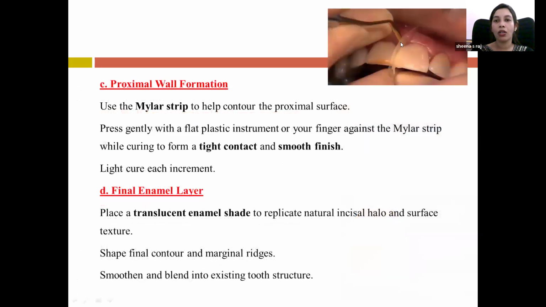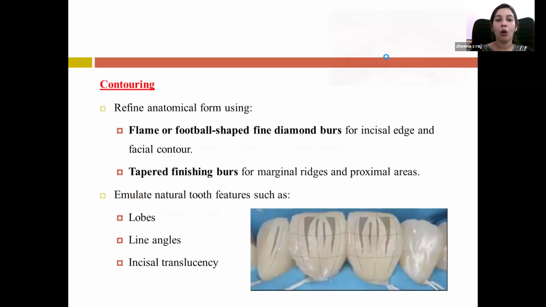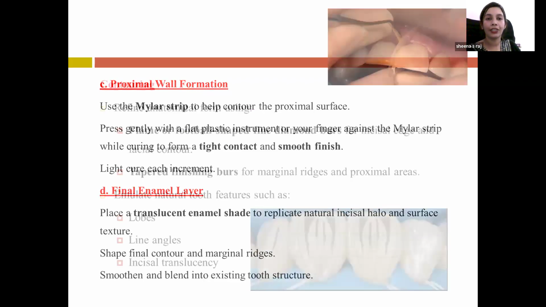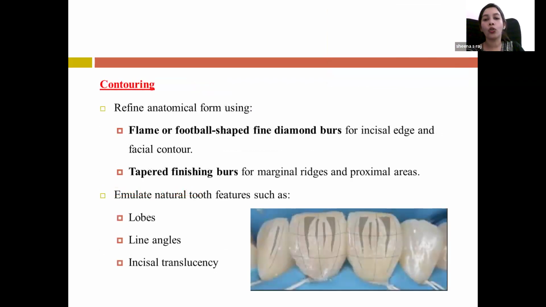And next, the proximal wall is done with the help of a mylar strip, and it is done with the plastic filling instrument, even with the help of finger pressure through the mylar strip, which provides a tight contact on the smooth surface. After that, on top of this surface, we will provide the enamel shade. So enamel shade was on the base, on top of that we gave dentine, and the proximal sides were prepared, and finally we'll give an enamel layer. After that, we have to contour the structure.